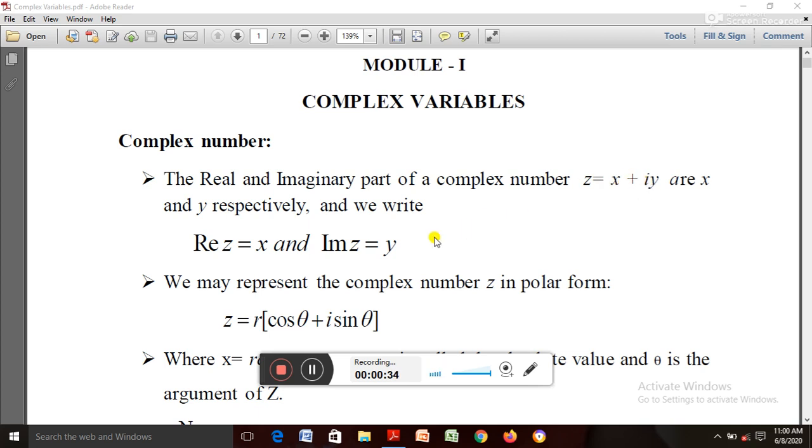Already you know, we may represent complex number z in polar form, that is z is equal to r (cos theta plus i sin theta). So it is a representation of a complex number in polar form. It is the representation in Cartesian form, where x is equal to r cos theta, y is equal to r sin theta. So it is the basic. By using this, we define the complex variable.